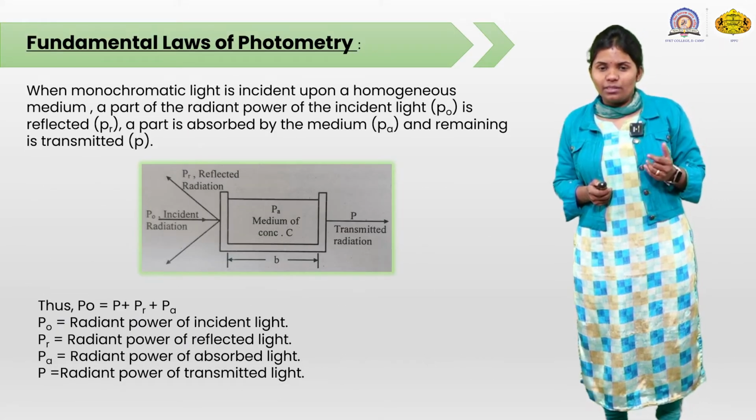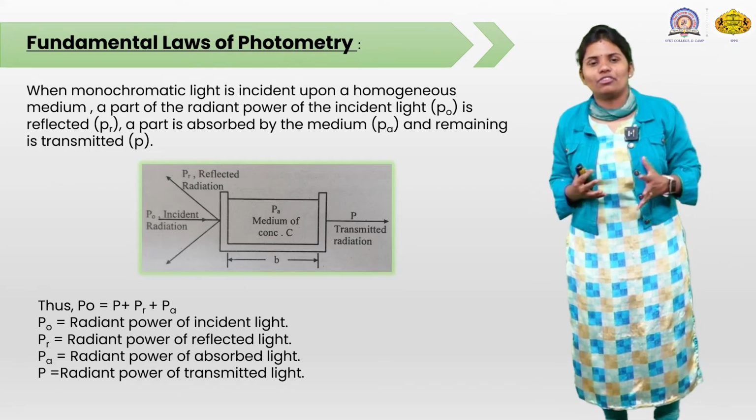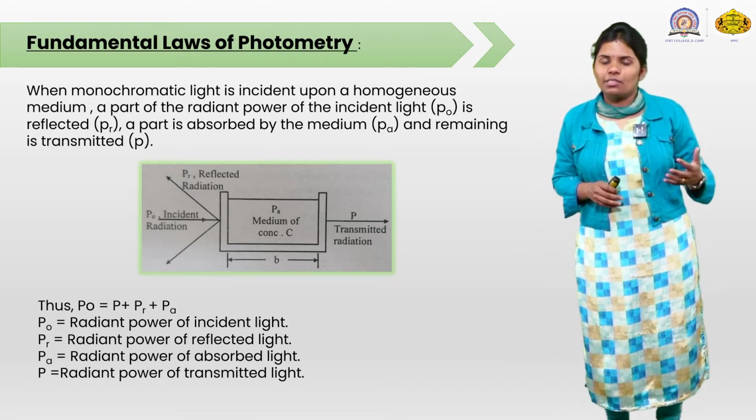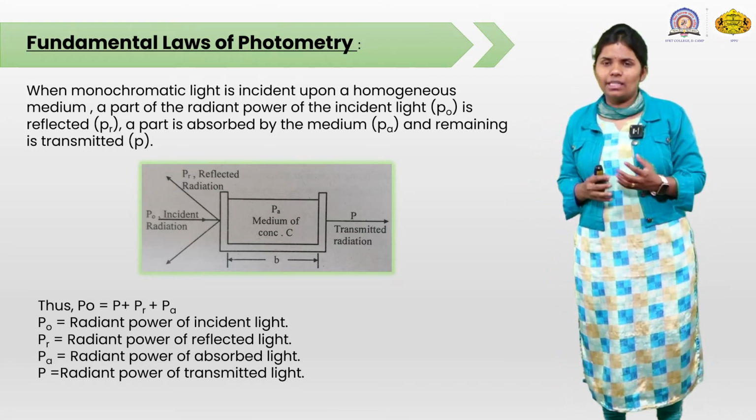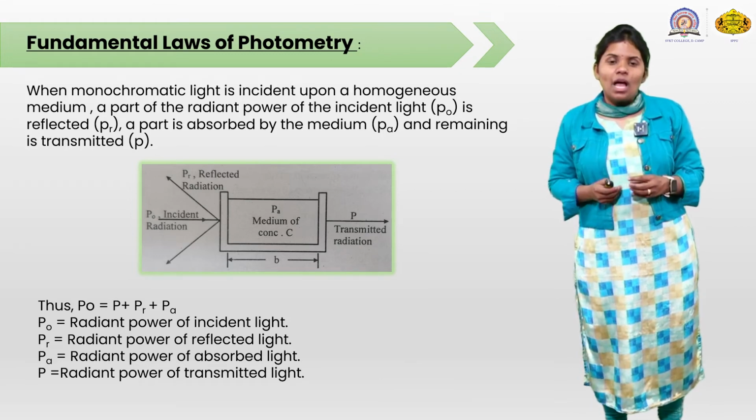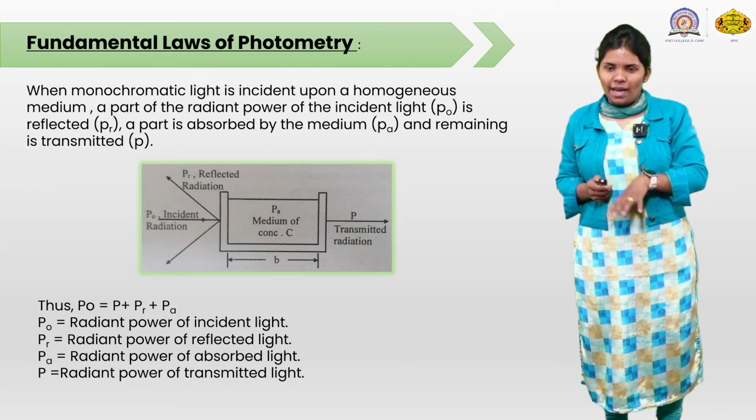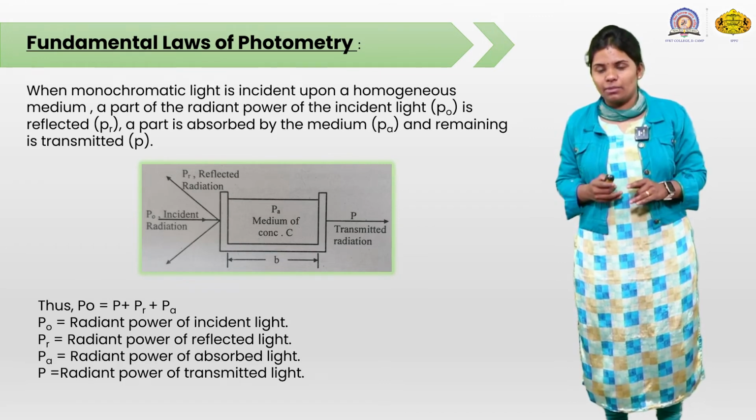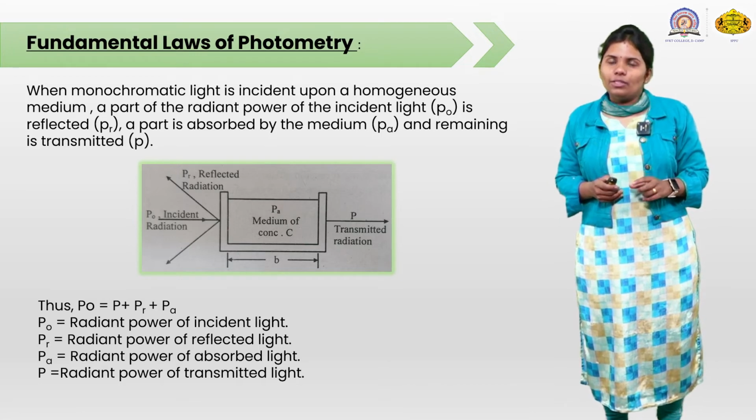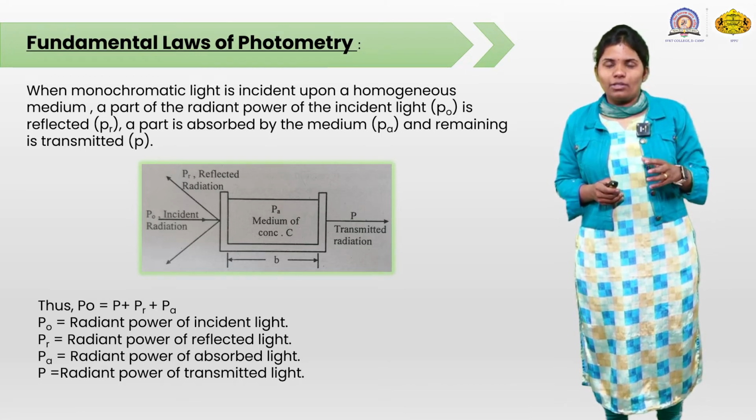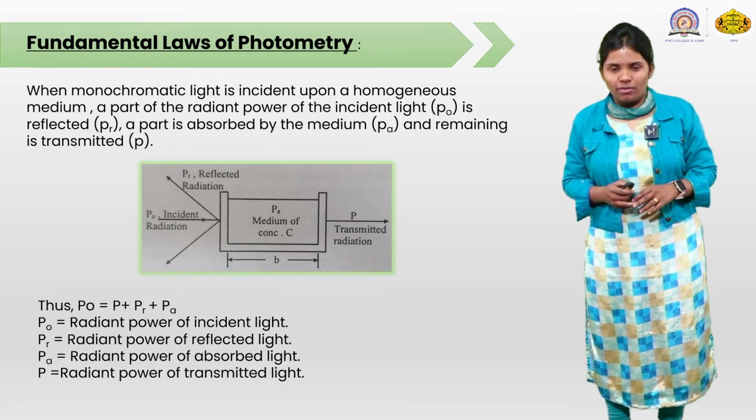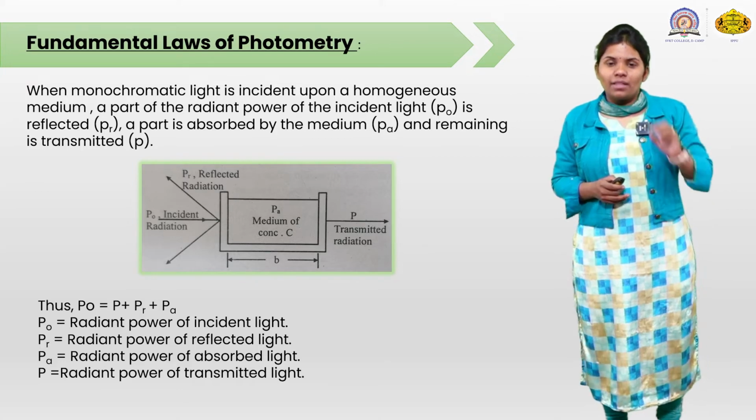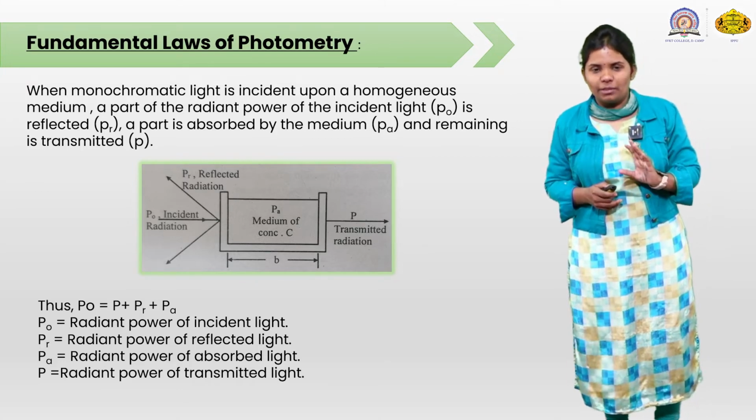So, next we are going to the fundamental laws of photometry. See here, when a monochromatic light is incident upon a homogeneous medium, a single medium we can say homogeneous, a part of the radiant power of incident light is reflected, a part is absorbed by the medium and the remaining is transmitted. As you know, when you bombard a particular amount of light on a particular sample, three different phenomena occur: one is reflection, one is transmission and one is absorption. So, this is the law of photometry.